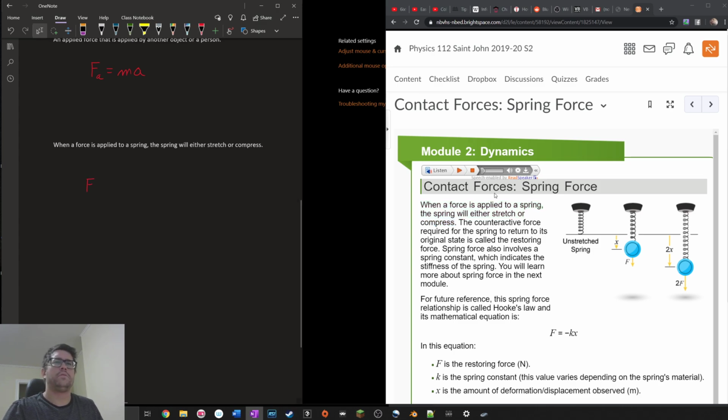What? When a force is applied to a spring, the spring will either stretch or compress. Oh, that's odd. Let's reload it. Really odd.